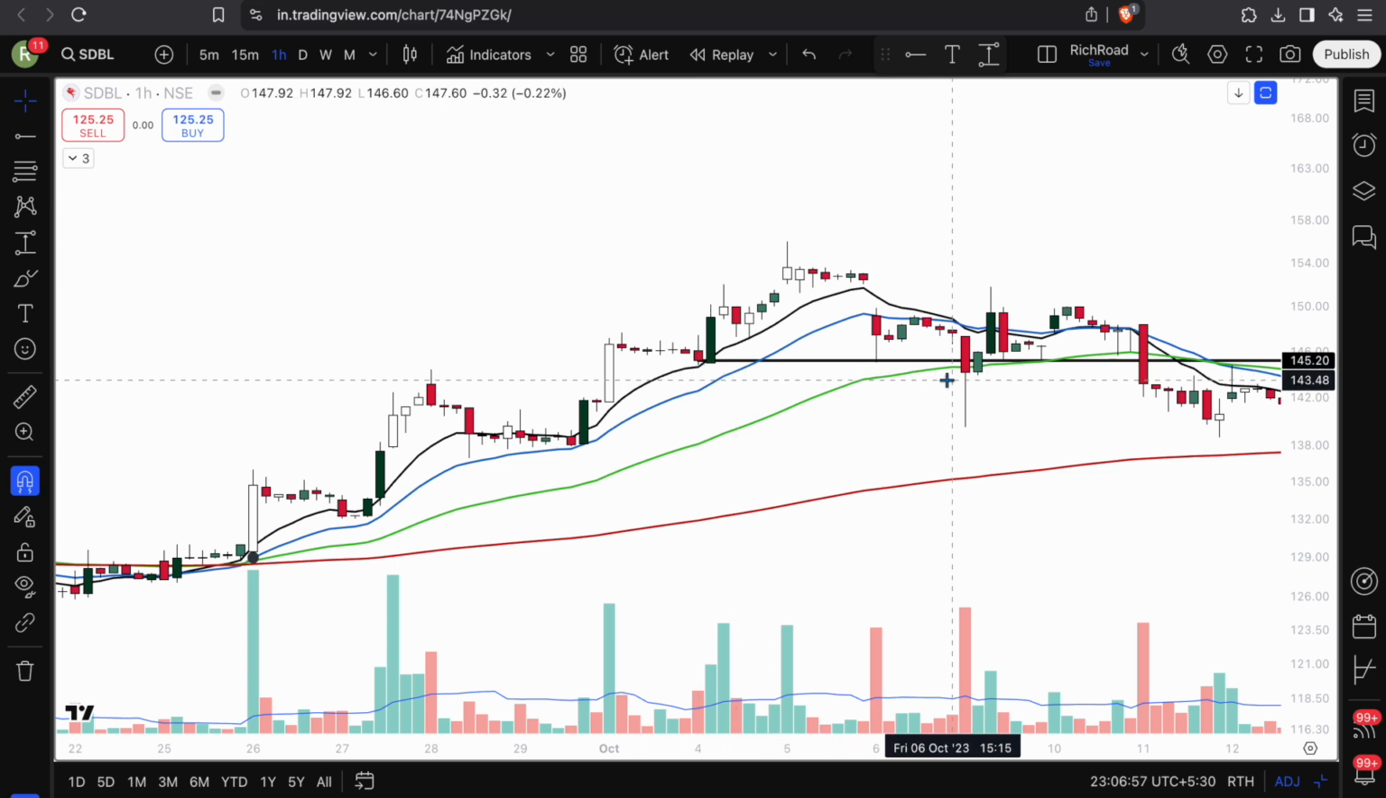And once the hourly has spent time below this, then you will decide to sell it, which happened over here. So this becomes your selling region, selling area for the remaining position.